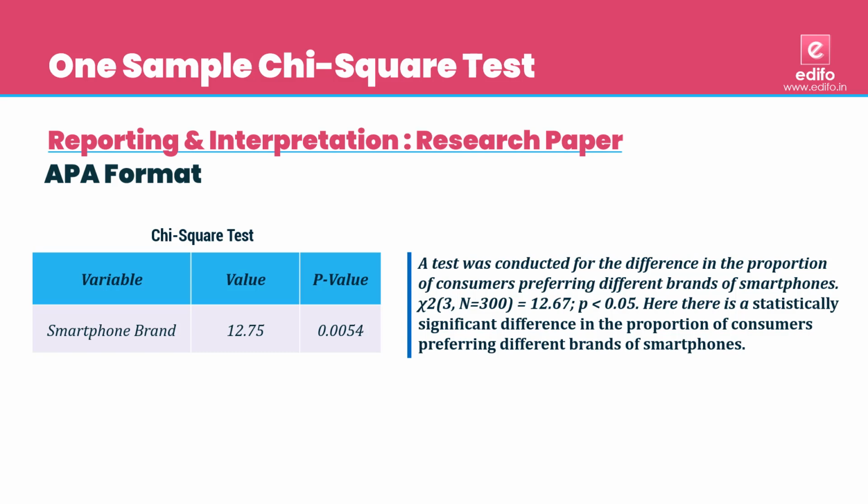If it is the opposite, you state that p is greater than 0.05. Here in our example, the p-value is less than 0.05. So there is a statistically significant difference in the proportion of consumers preferring different brands of smartphones. This is the standardized reporting style under APA format.